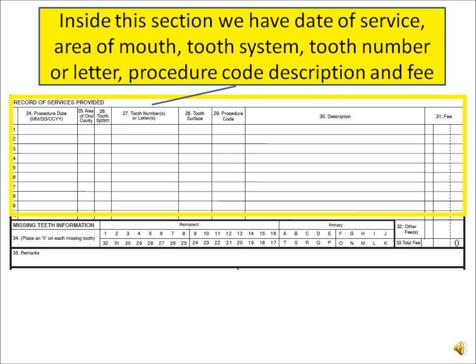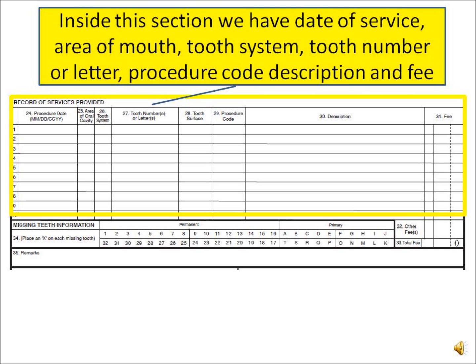Box 26 is for the tooth system. The tooth numbering system, JP, is the number system that is the universal system in dentistry, and that would be filled in this box automatically. Box 27 is for the tooth number or letter. Box 28 is for the tooth surface, and 29 is populated with the ADA code number for that procedure.